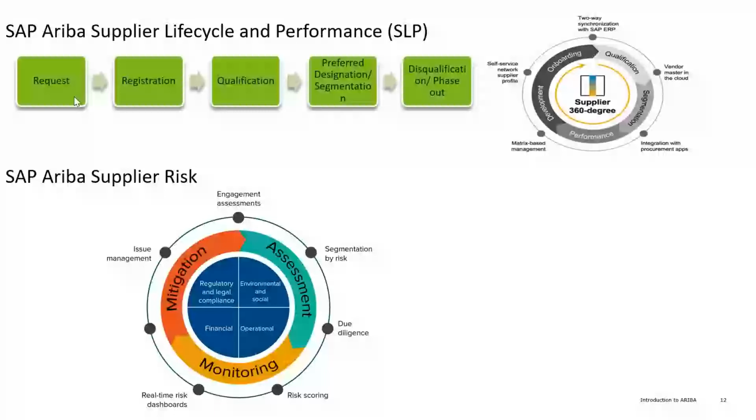And then we will see the segmentation. So whether this supplier is preferred to buy for particular commodities, for a few commodities this supplier is a preferred supplier, then how you are marking it. Then once you are not happy with the supplier, how you can disqualify him or phase out the supplier. All this we will see in our Ariba SLP, Ariba supplier life cycle.